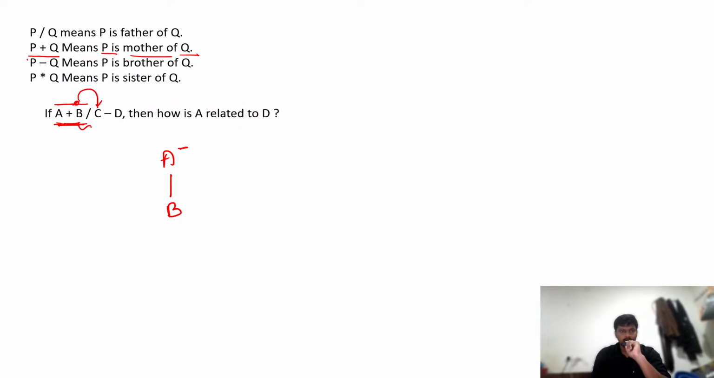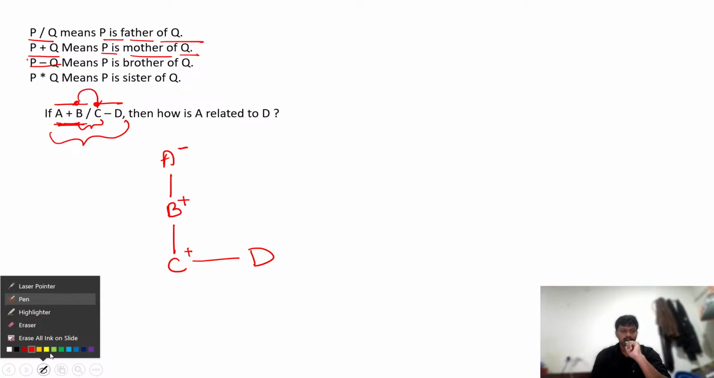You are seeing here B by C. So B by C means B is father of C. So you have to write that one. B is father of C. After that, wherever you are stopping, add one more letter. C minus D. C minus D means C is brother of D. So this is what you are going to get after solving this entire equation.